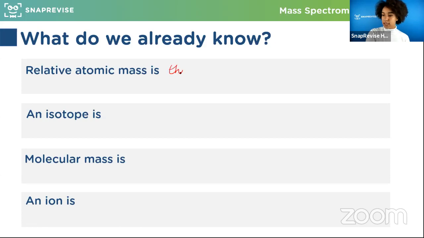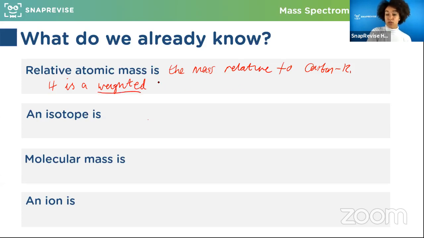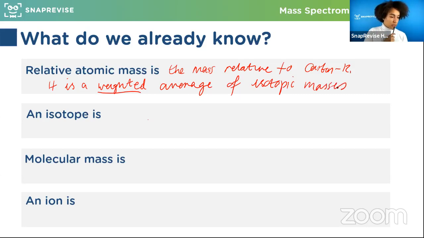So relative atomic mass is the mass relative to carbon-12. You can also say that it's relative to the 12th of the mass of carbon-12. It doesn't really matter, both are fine on the mark schemes. And you also need to say that it is a weighted average. That's something that not everybody put in. Weighted is a super important word, which we covered last week, so I won't be covering it this week, but make sure you add that in. So it's a weighted average of isotopic masses. Right, lovely. Does somebody want to tell me what an isotope is?